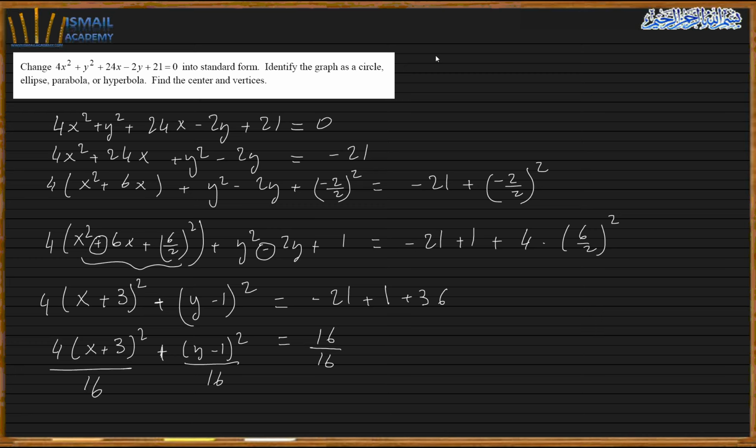So I divide here by 16 and here divide by 16. So my answer will be (x plus 3) squared over 4, which is 2 squared, plus (y minus 1) squared over 16 equals 1. So this is the form of an ellipse. So this is an ellipse.